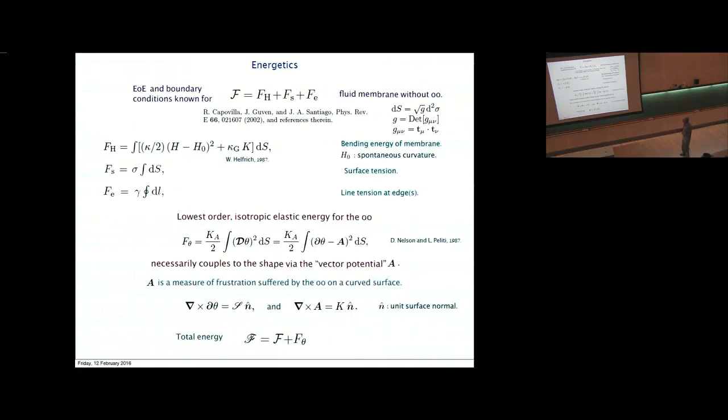And it turns out, for reasons which I will discuss, that the lowest order isotropic elastic energy for the orientation order is not just the ordinary partial derivative of theta squared. It has this form, where there is this A, I'll talk about this vector potential A. And this is a measure of frustration suffered by the orientation order on the curved surface. If I take this term, don't square it, and take the curl of the gradient of theta, this is just the ordinary gradient, it gives me the declination density, and the curl of A gives me the Gaussian curvature. And the total energy is the sum of these two.